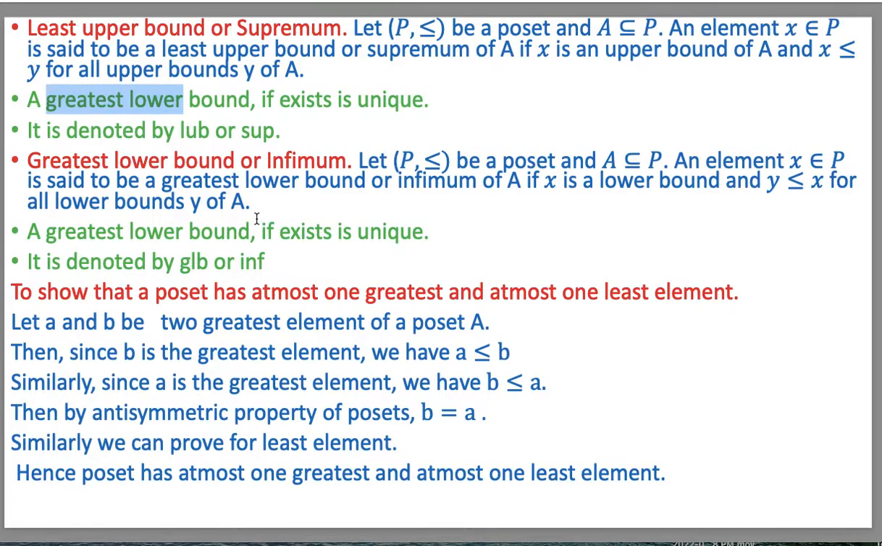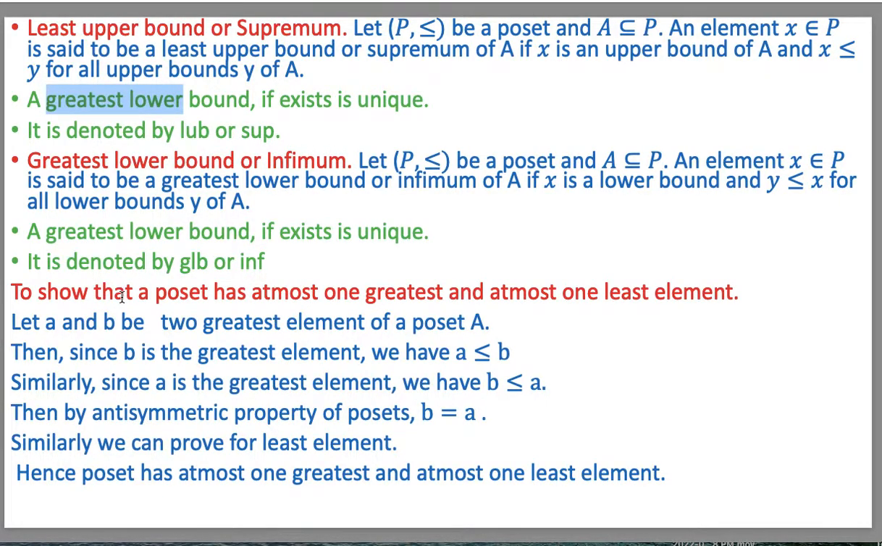The greatest lower bound, if it exists, is unique. There cannot be two greatest lower bounds. Also we denote greatest lower bound by GLB and infimum by INF. Sometimes we say greatest lower bound or infimum; it is one and the same thing.